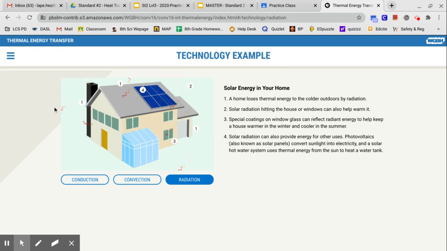So hopefully you can go through this little interactive and learn more about conduction, convection, and radiation. So when you take your pre-assessment, you can land yourself right on level 2. Thank you.